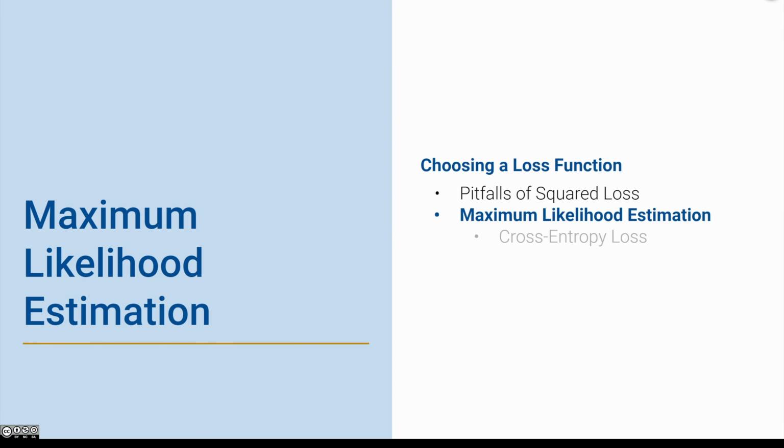This is our second video in the series about how to choose a loss function for our logistic regression classification model. In the last video, we hopefully convinced you of the pitfalls of using squared loss. And so now, to build up the theory behind the loss we are going to use, which is called cross entropy, we are going to introduce the idea of maximum likelihood estimation. So that's what we'll be doing in this video.